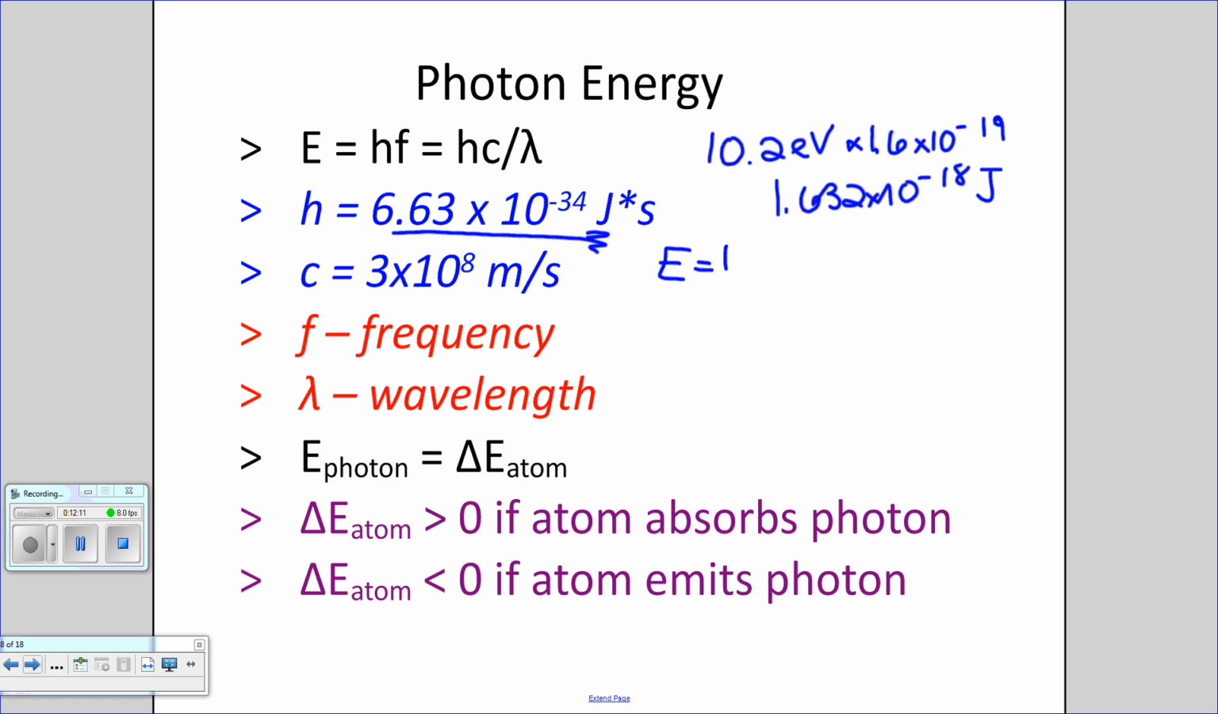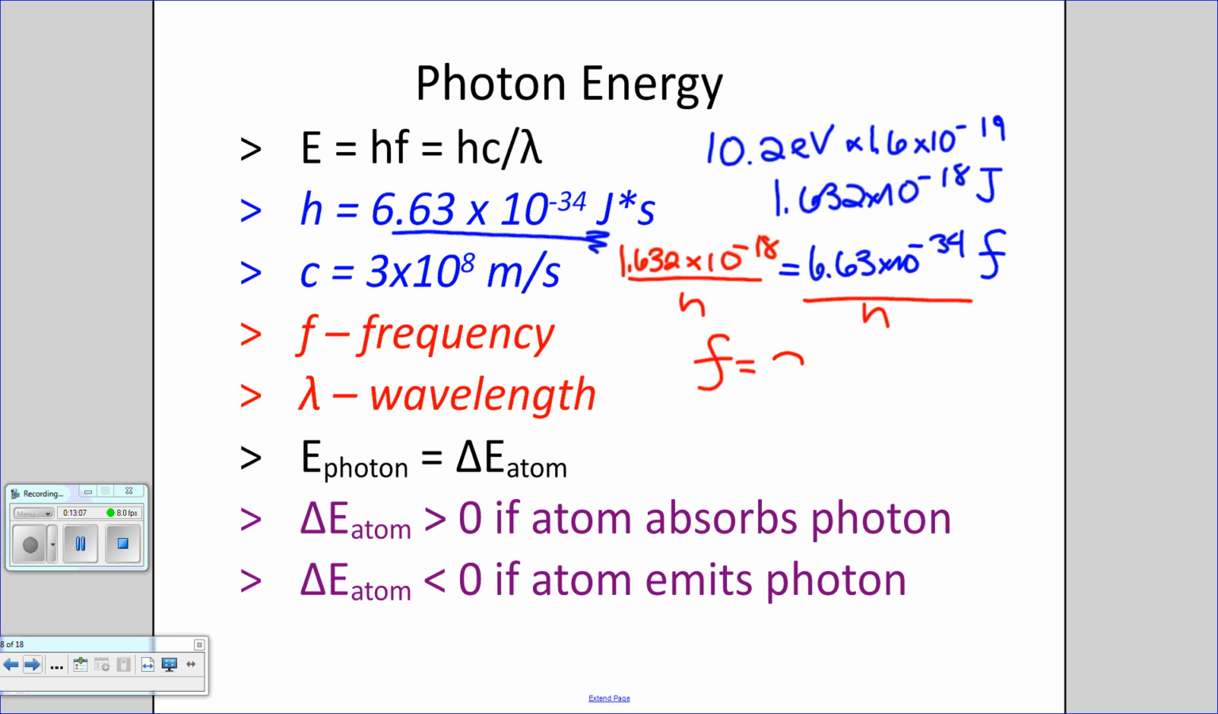Well, E equals hf. So that equals 6.63 times 10 to the negative 34th times f. And the E is 1.632 times 10 to the negative 18. So all you've got to do is divide it by Planck's constant. I'm just going to write it as an h. You can write it as the 6.63. And I get a frequency of 2.46 times 10 to the 15 hertz.